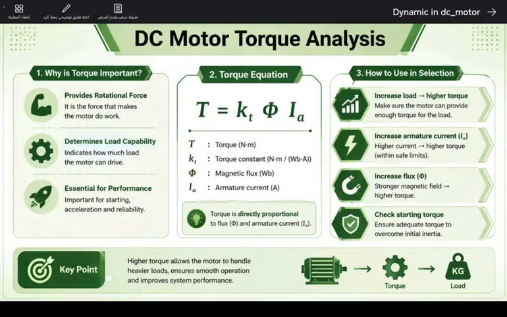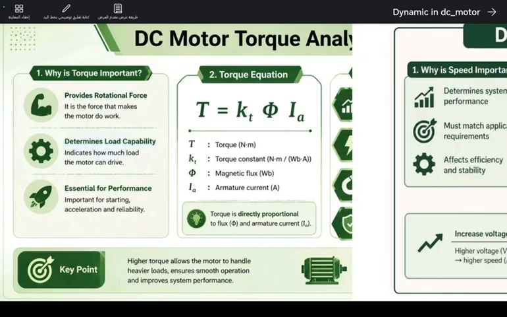We have a key point here. Higher torque allows the motor to handle heavier loads, ensure smooth operation, and improve system performance.